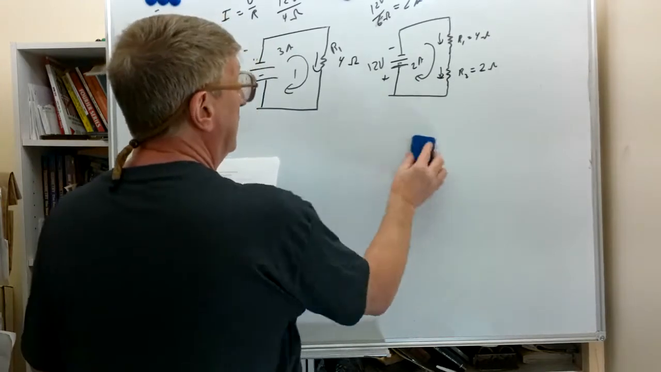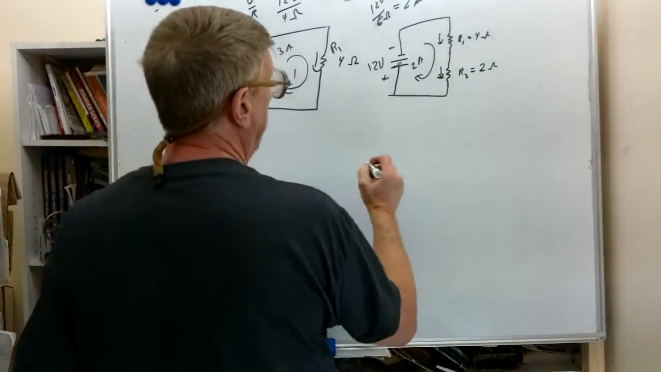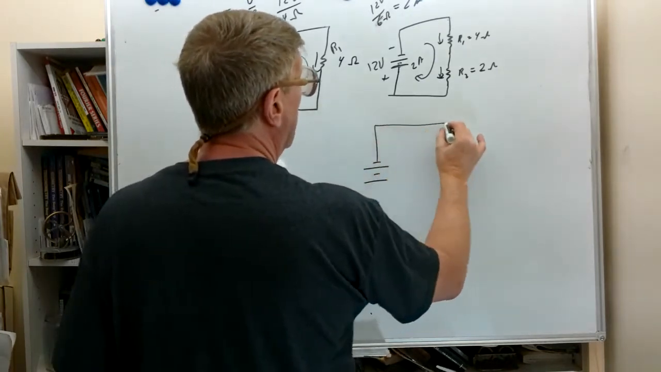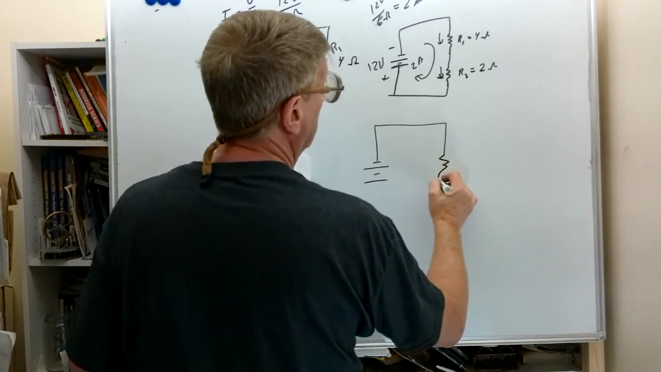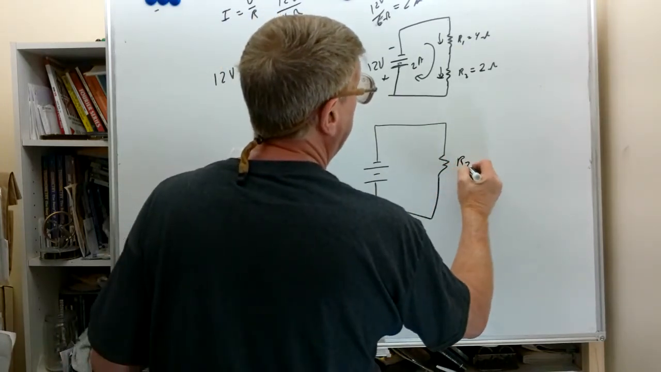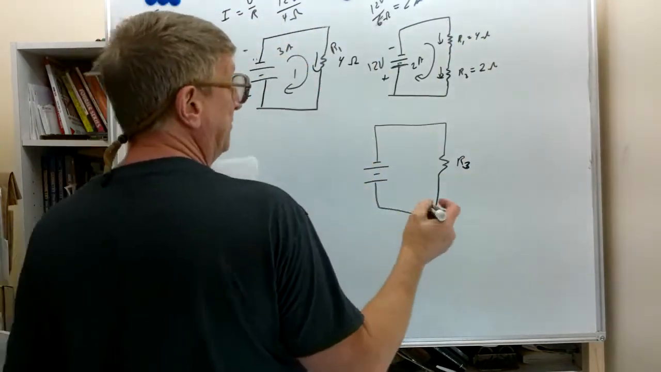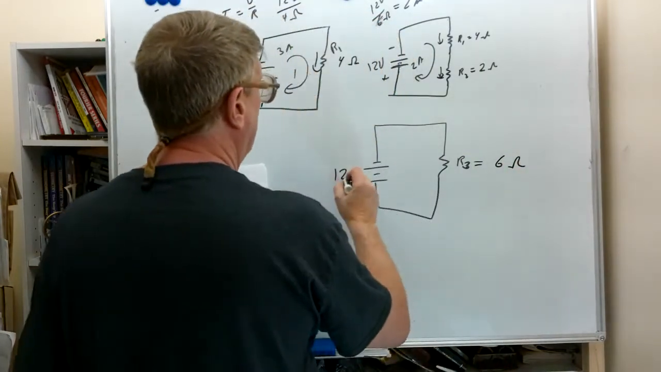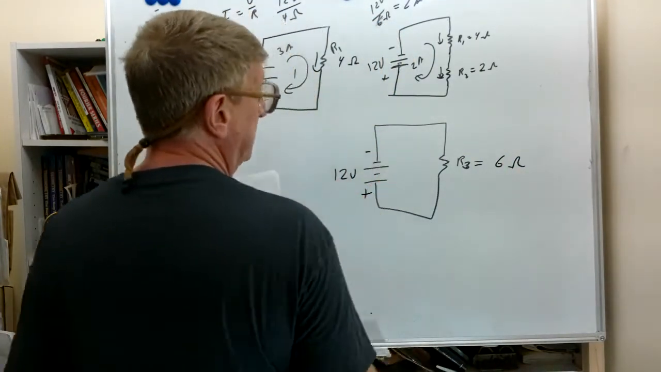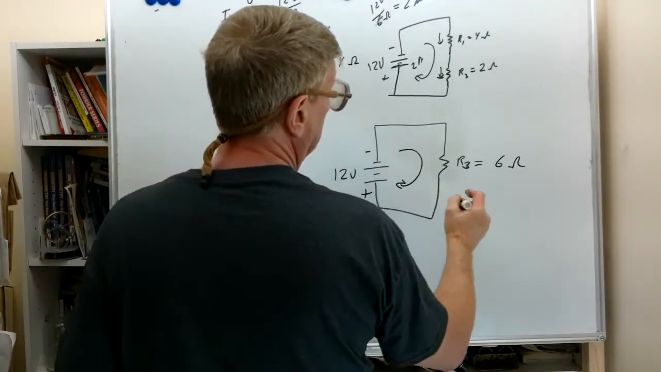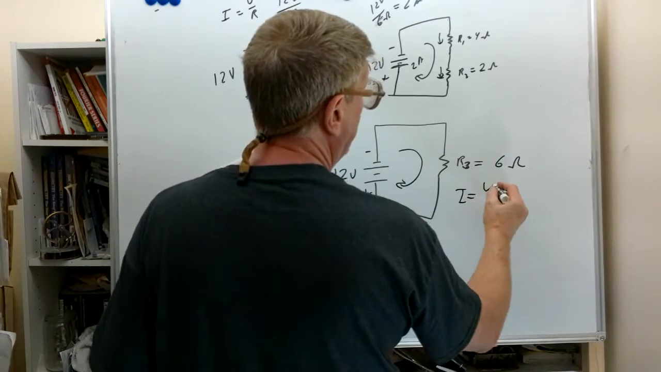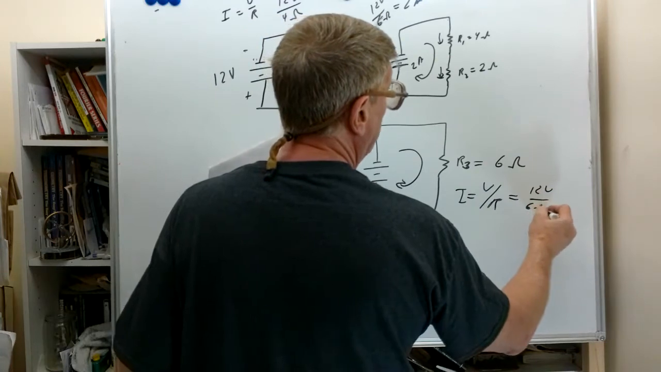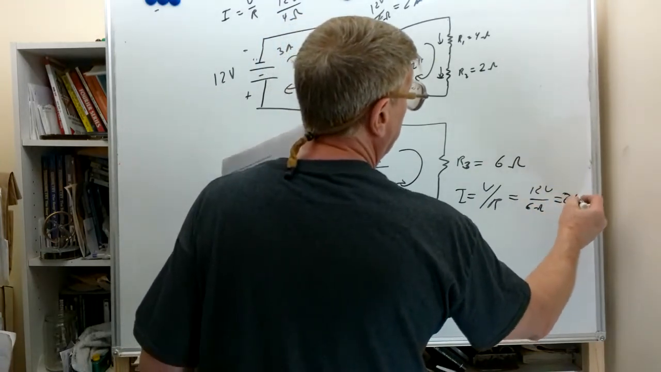So if we draw another circuit here, we're going to have a very similar circuit. We're going to put one more resistor in here, which we're going to call R3, just so we don't have the same labels as we had on the other ones. And we're going to say that is equal to 6 ohms. Here we got the 12 volts. Current equals voltage divided by resistance, which was 12 volts divided by 6 ohms, and that gave us 2 amps.